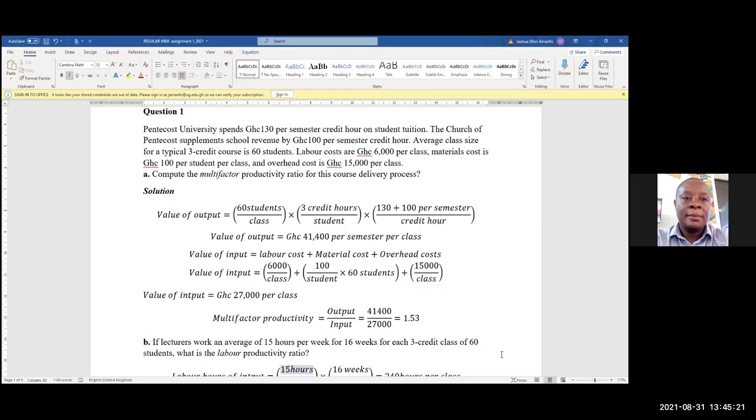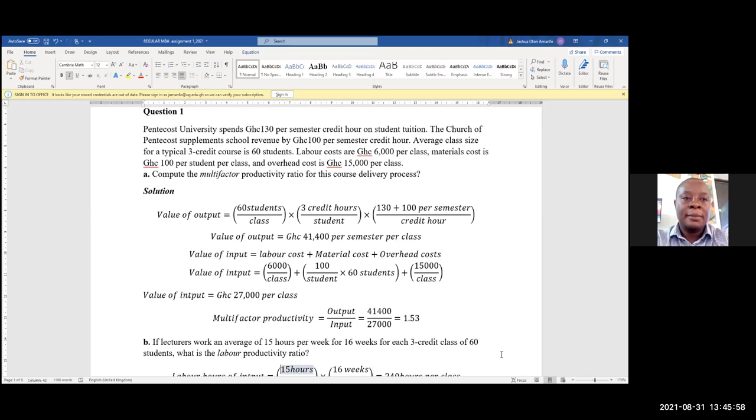We're looking at the value of input. The value of input will be your labor cost and material cost, added to your overhead cost. So we are giving labor cost to be 6,000 per class. Material cost is 100 per student per class. And overhead cost is 15,000 per class. So we can see that material cost is per student, so we need to find the material cost per class.